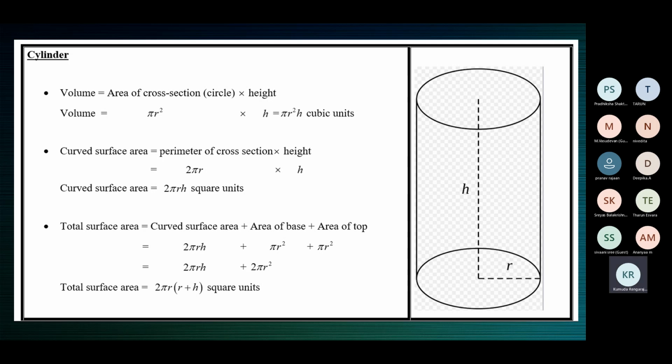A closed cylinder, or a cylinder which is closed at both the ends, has different areas involved: the curved surface area, as the name suggests, then the area at the top, and then the area at the bottom or the base. All these three make the total surface area of a closed cylinder.